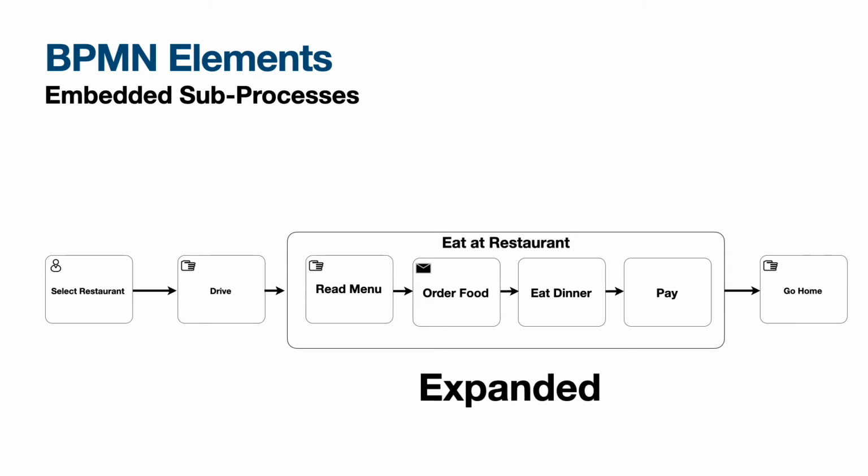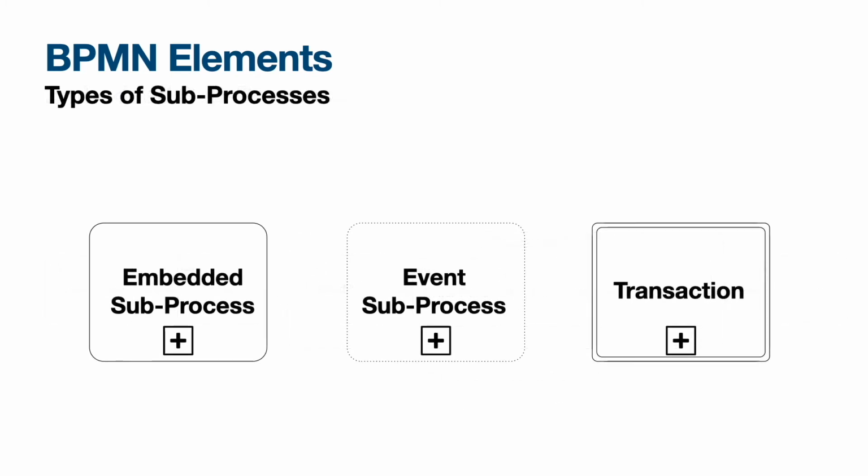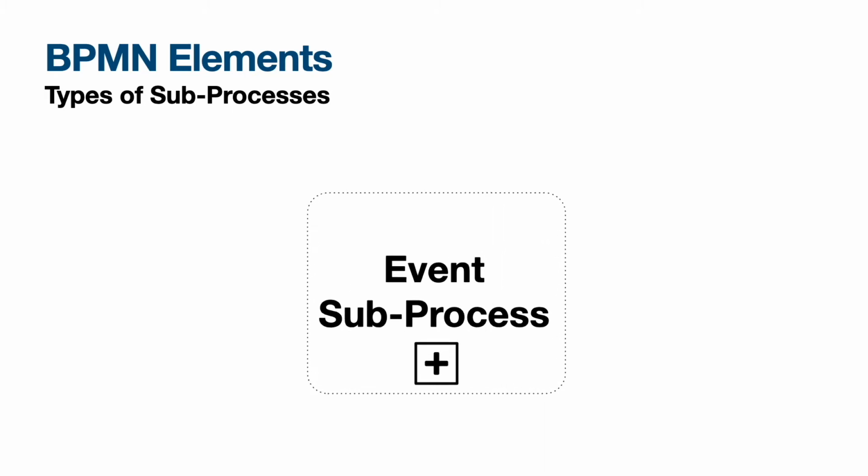Note the difference between an expanded versus a collapsed workflow. Both have the same meaning, but the BPMN diagram changes dramatically. Next, let's have a look at event subprocesses. The boundary of event subprocesses is drawn with a thin dotted line.